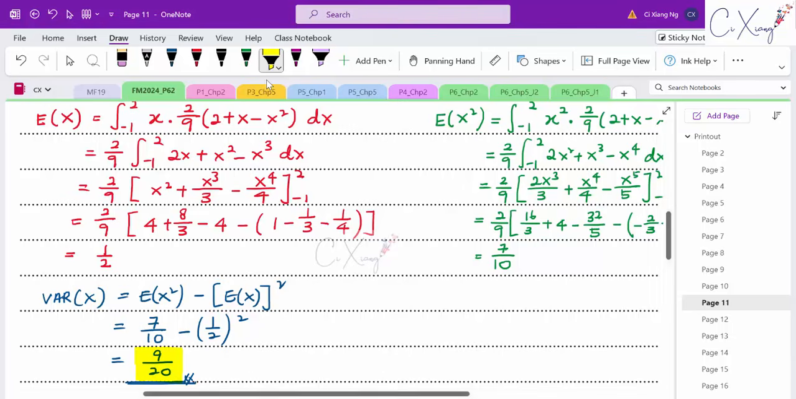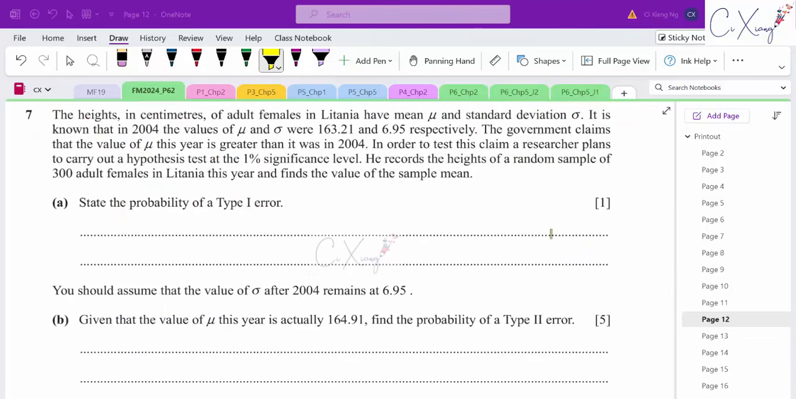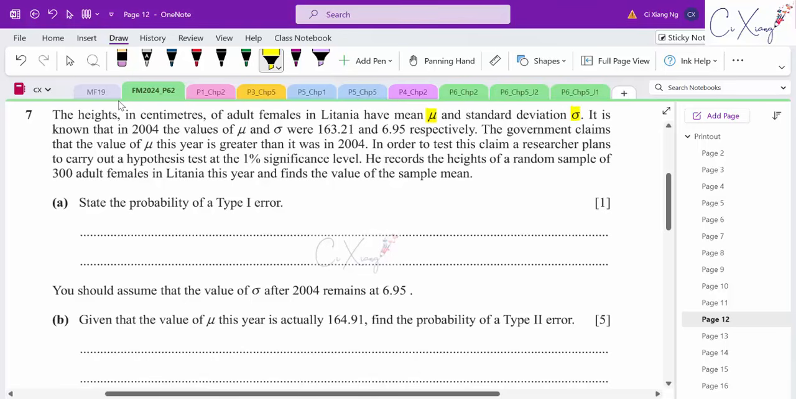Alright, so this is how we solve this question. Now the last question for this paper, question number 7. The height in centimeters for adult females in Lithuania has mean mu and standard deviation sigma. It is known that in year 2004, the values of mu and sigma were these two values. The government claims that the value of mu this year is greater than it was in 2004. So the keyword is greater than. The keyword greater than will help us form the alternative hypothesis if you want to run the test later.